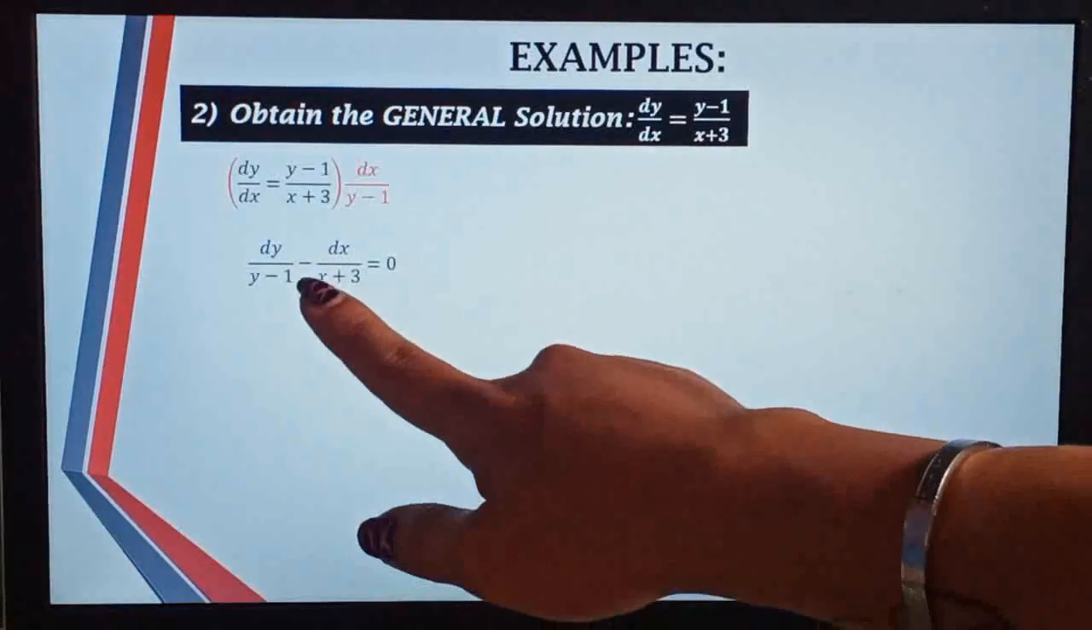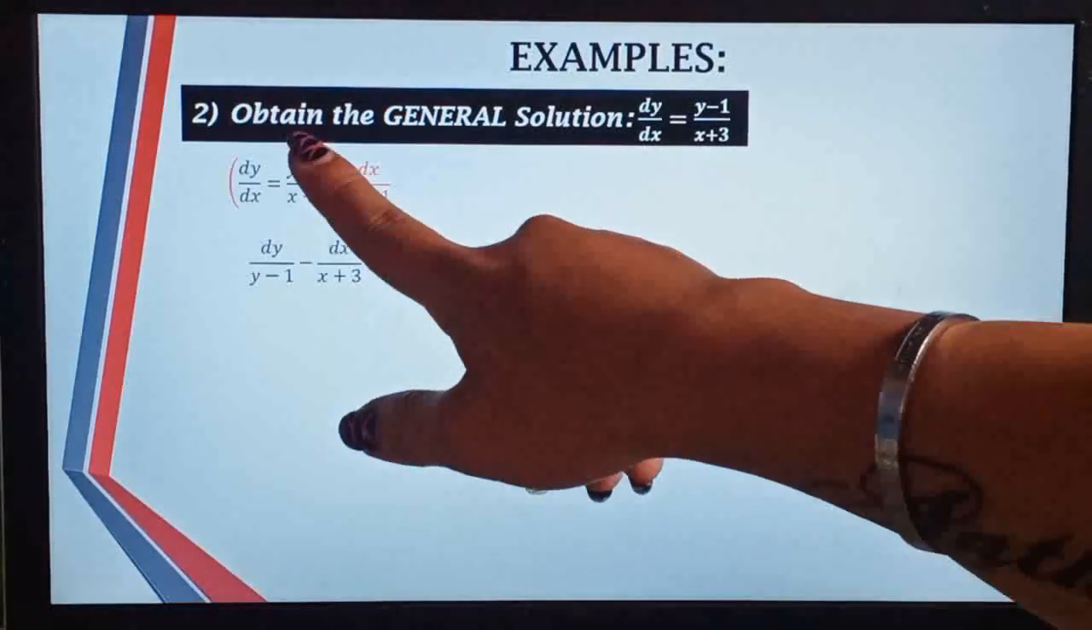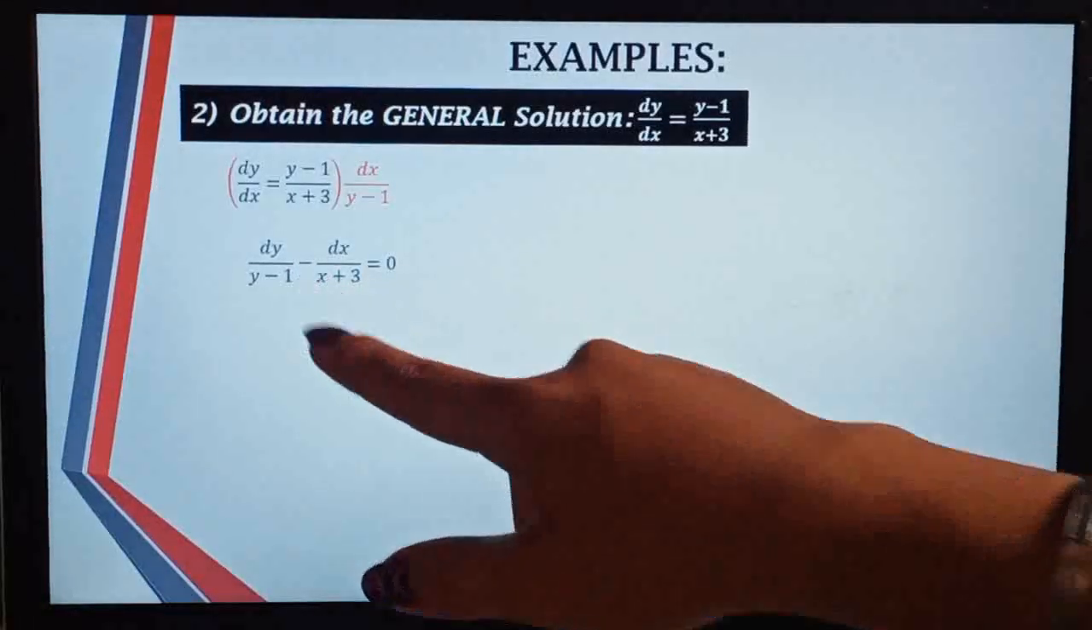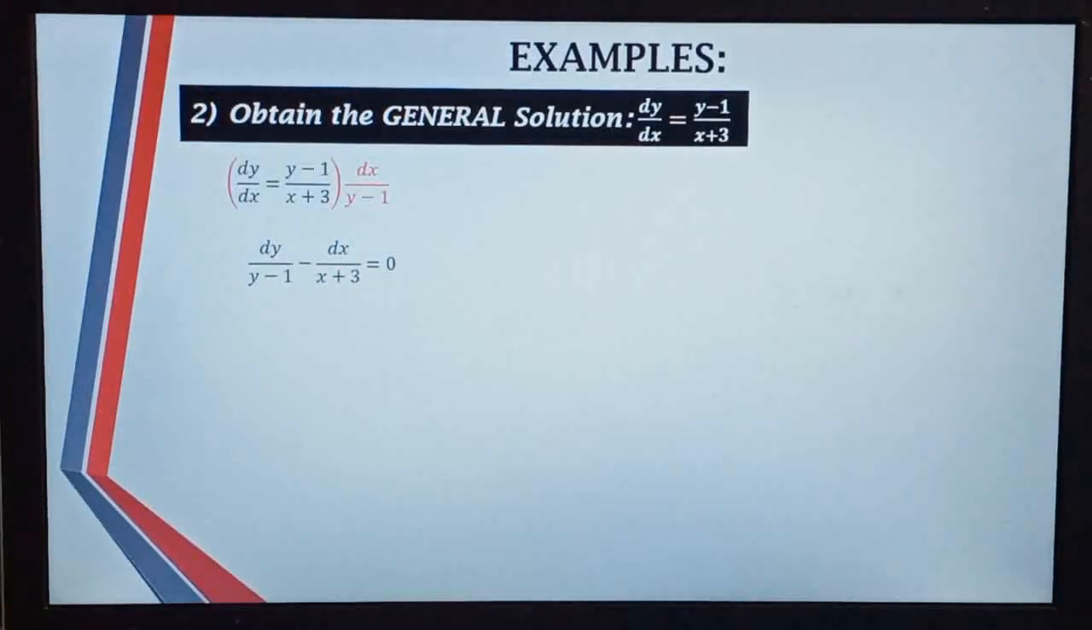If you notice, this is minus. Since it came from here, we transpose it to the other side. We have to change the sign from positive to negative. Then that equation is equated to 0. Since x and y are now separated, we can now integrate. So our equation now is the integral of dy over y minus 1 minus the integral of dx over x plus 3 equated to 0. To integrate that, we have to set u for the first term as y minus 1.